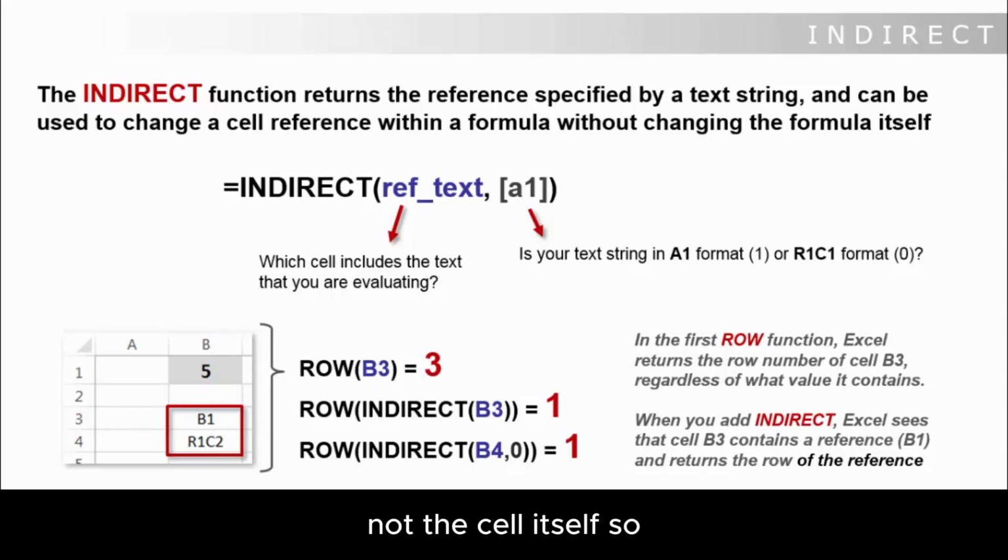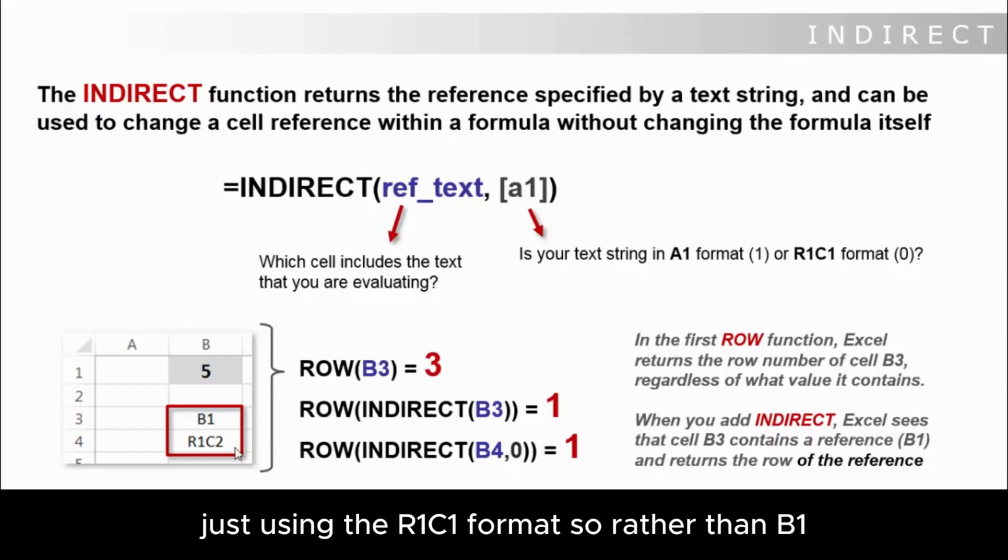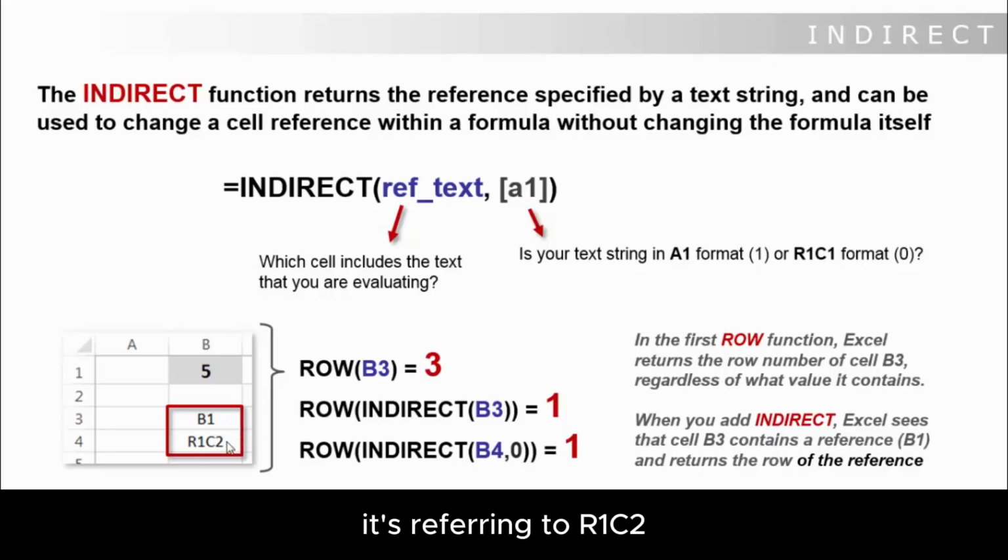So the third example here is doing the exact same thing, just using the R1C1 format. So rather than B1, it's referring to R1C2. In both cases, it returns row 1.